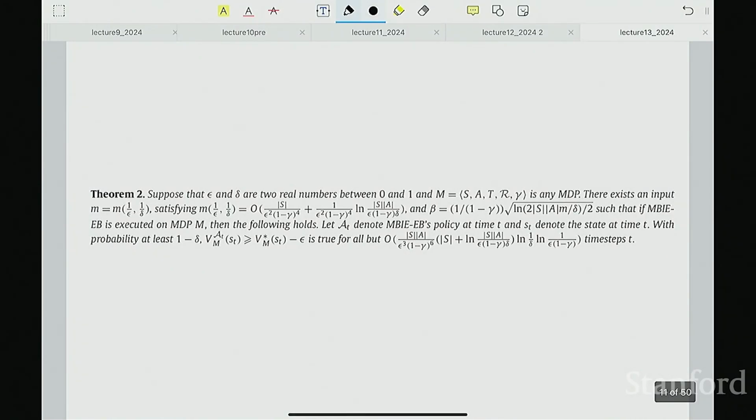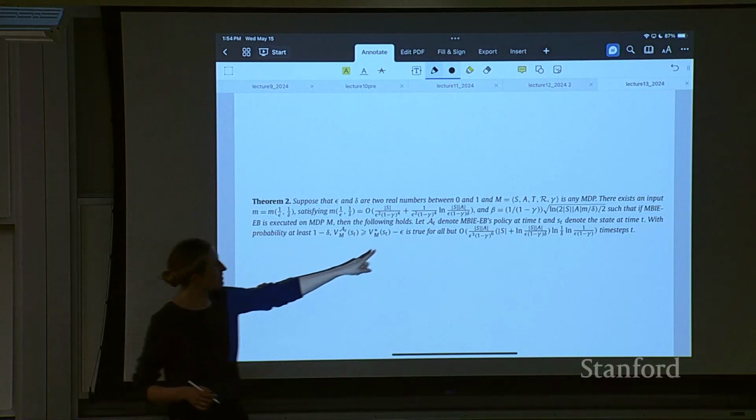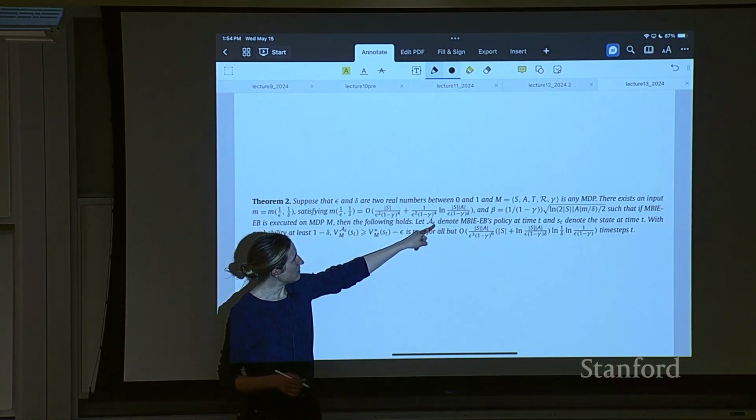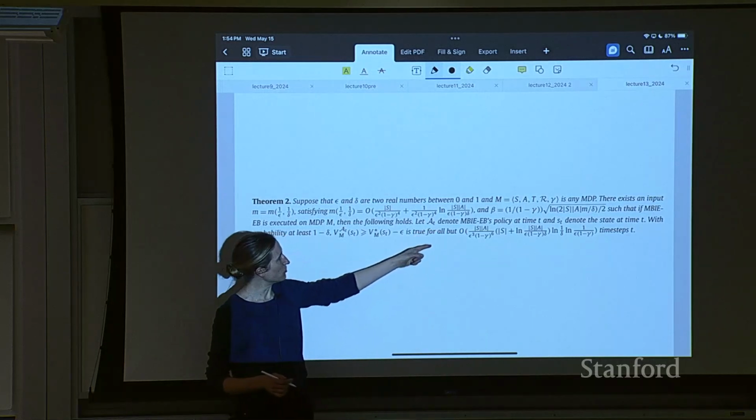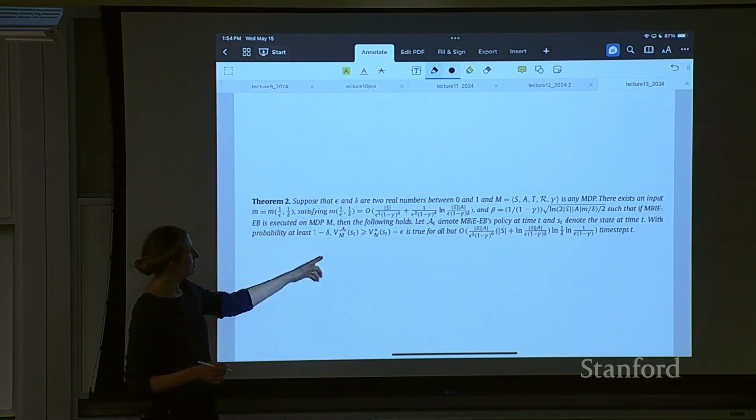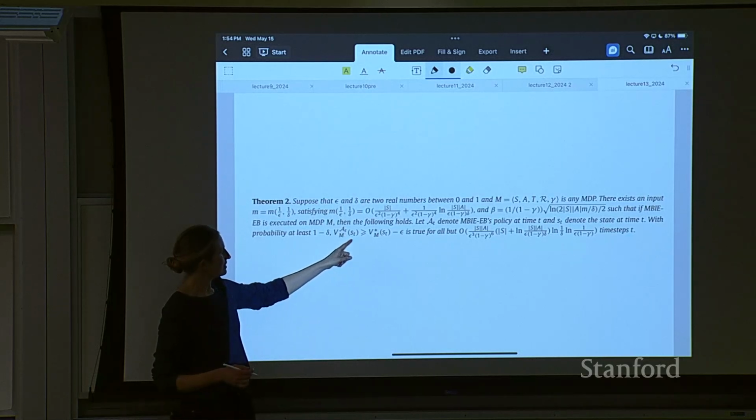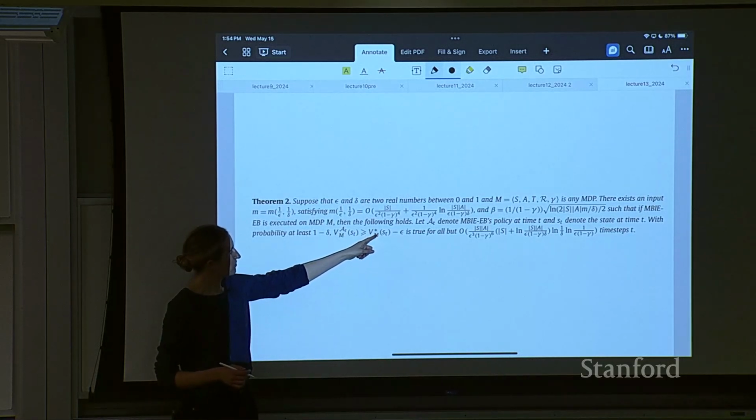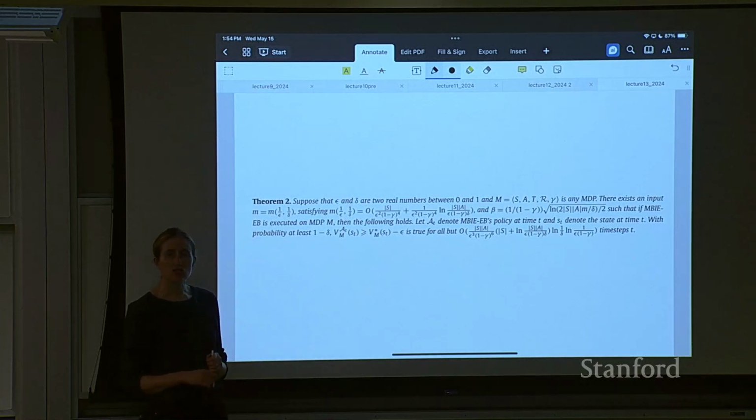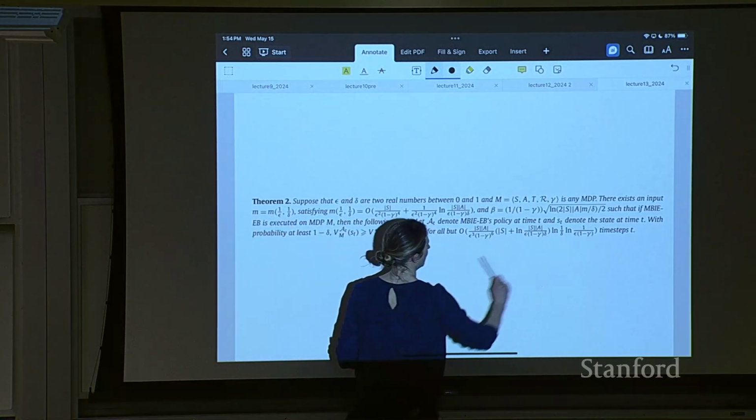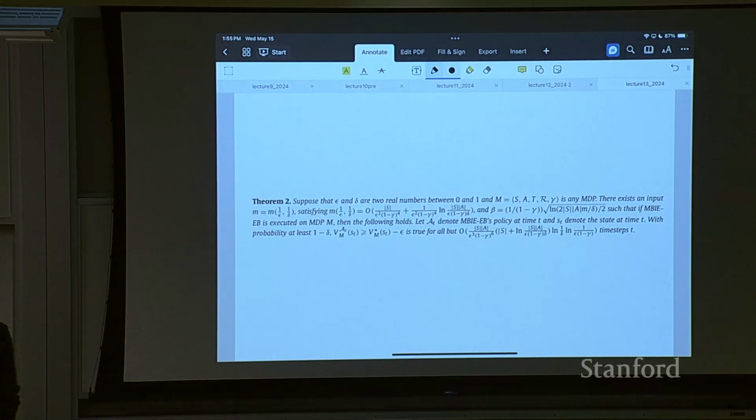MBIE-EB is a PAC algorithm. So what it says is, let's let script A_t denote MBIE-EB's policy at time step t and S_t denote the state at time t. With high probability, the value of the action the algorithm takes is at least the value of the optimal action for that state minus epsilon, and it's true on all but a finite number of steps with high probability. So this is the number of steps. And the important thing here is this is a polynomial in the size of the state space, the action space, 1 over epsilon, and 1 over 1 minus gamma.